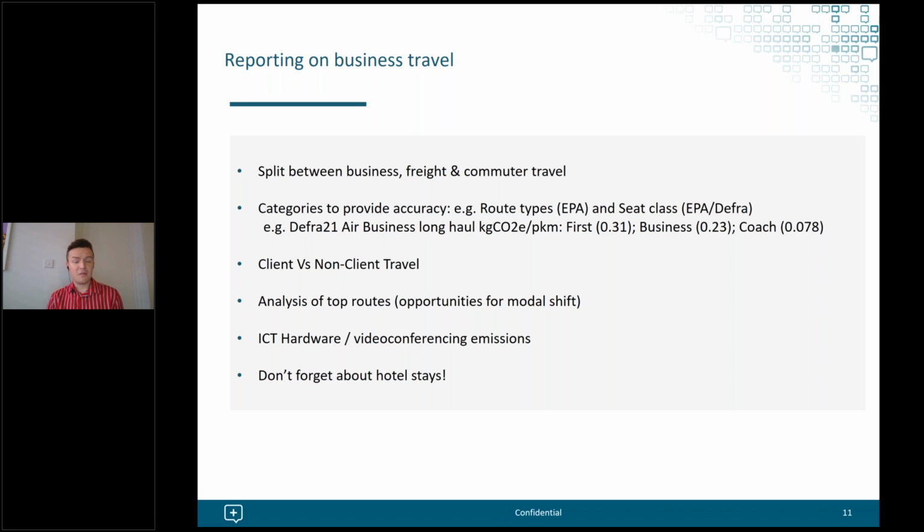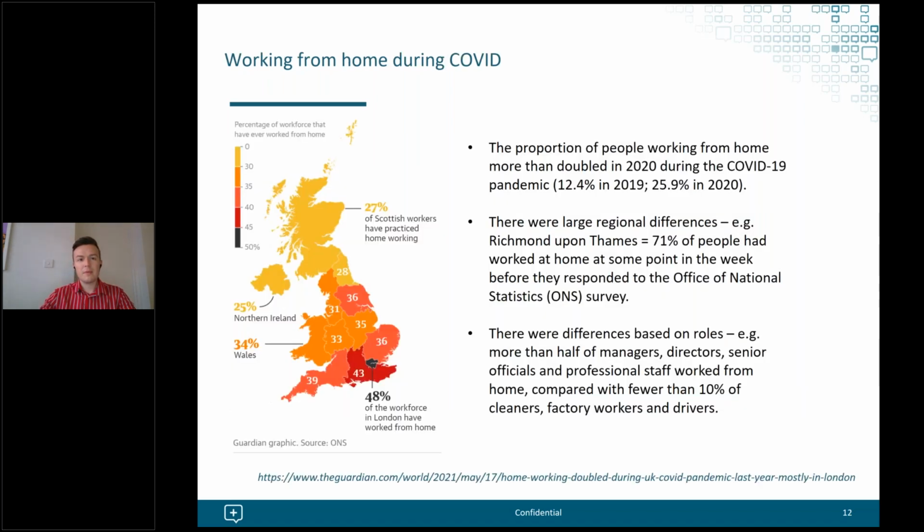And then finally, not to forget about hotel stays. So included within business travel emissions, there are country level emission factors for hotel night stays. So a few areas there around business travel, and that's definitely a topic that companies have been very interested in trying to get more accurate data on to be able to report on.